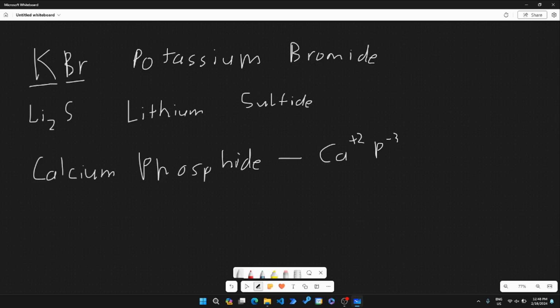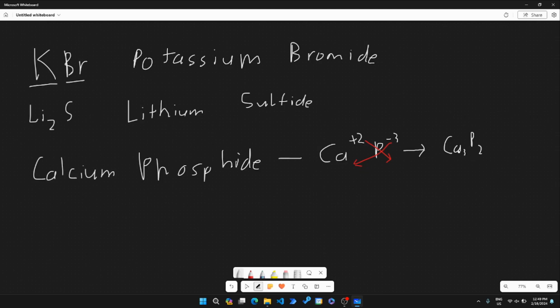Now what's going to happen is this +2 is going to go down there, and this -3 is going to go down here, but they're going to lose the plus and the minus in front. So the final formula is Ca3P2.